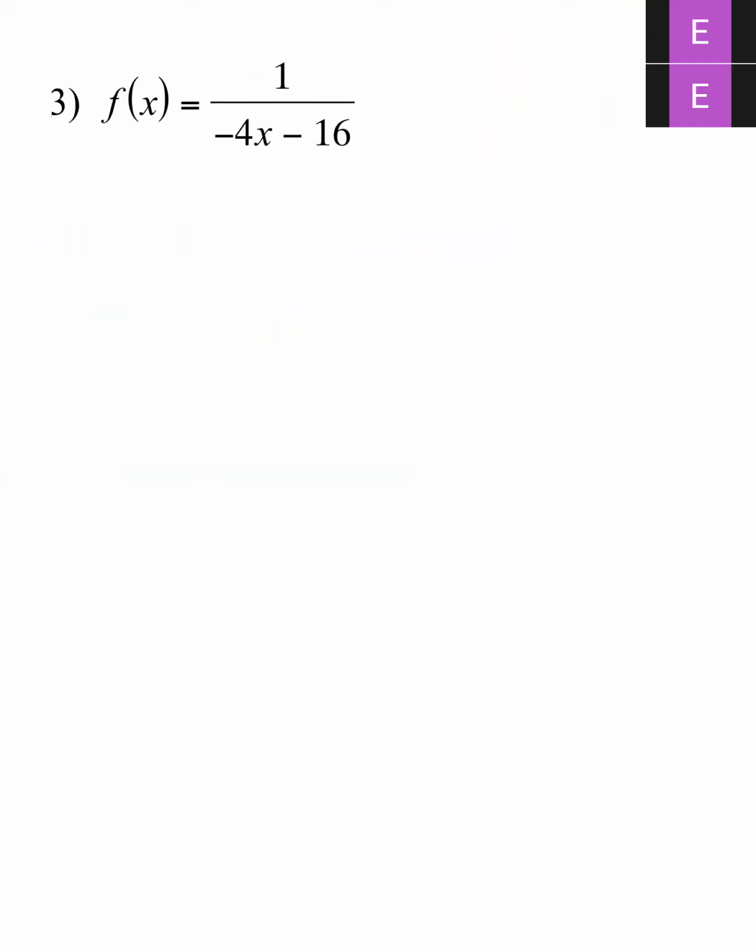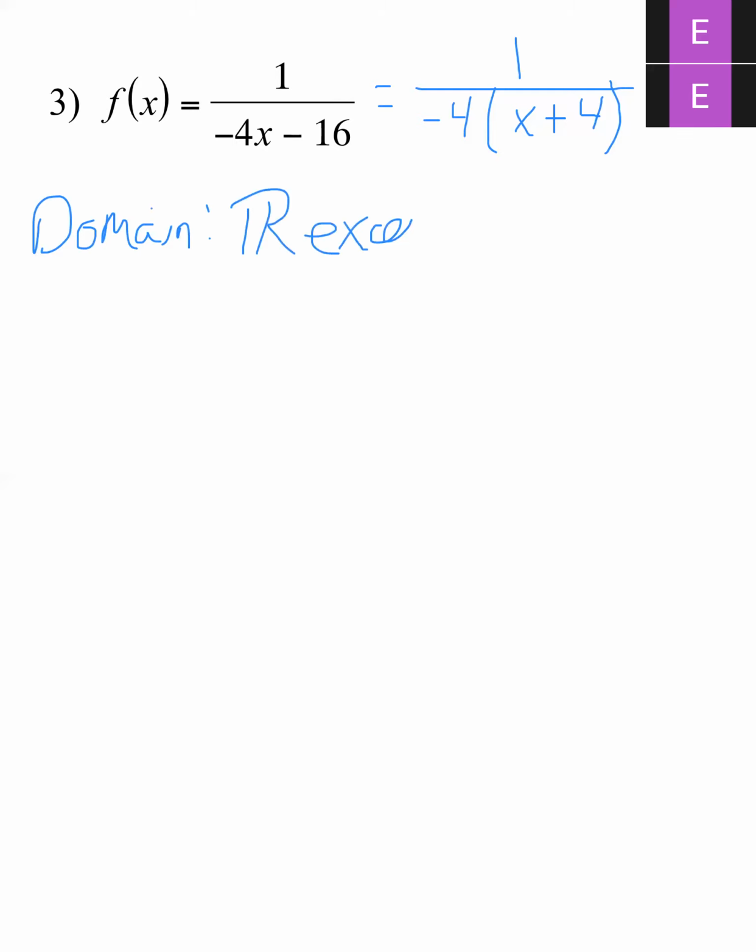Okay, number 3. Let's see what's going on here. I'm going to start off by factoring. There's nothing to factor in the numerator because it's just a 1. But downstairs I could take out a -4 and I'd be left with x plus 4. Okay, so we did the factoring. Domain. Is there anything that I could plug in for x that would make my denominator turn into a 0? Yes, -4. So my domain needs to be all reals except -4. Okay, so domain is done.